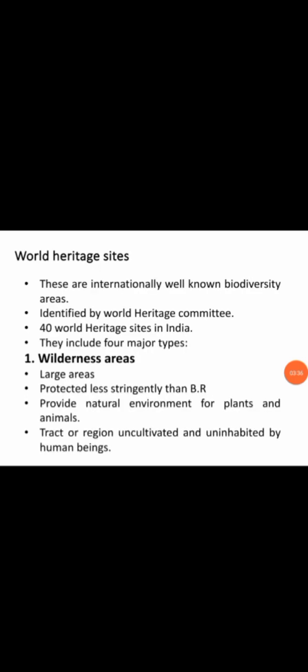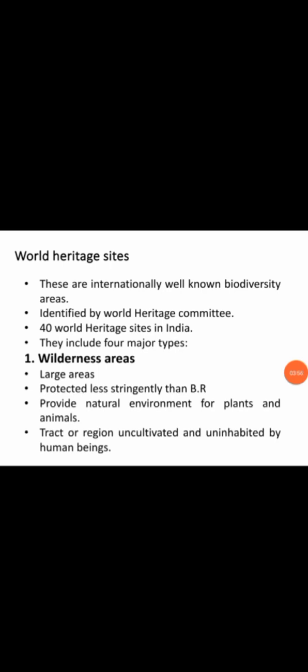Next is World Heritage Site. These are internationally well-known biodiversity areas identified by the World Heritage Committee. There are 40 World Heritage Sites in India. They include four major types. The first one is wilderness area.